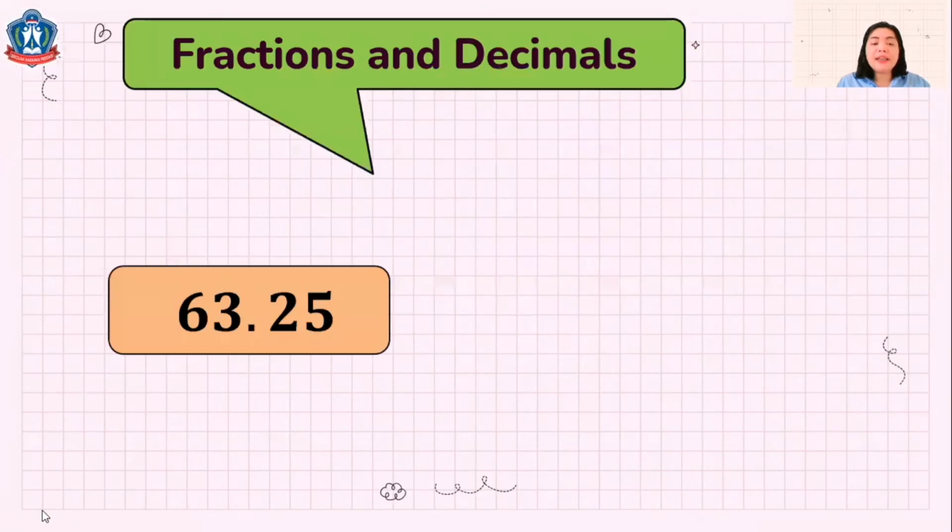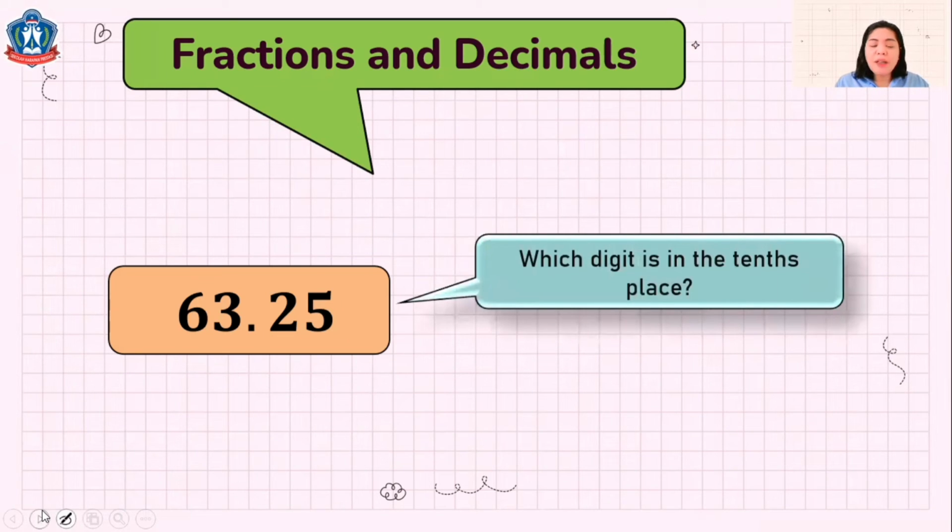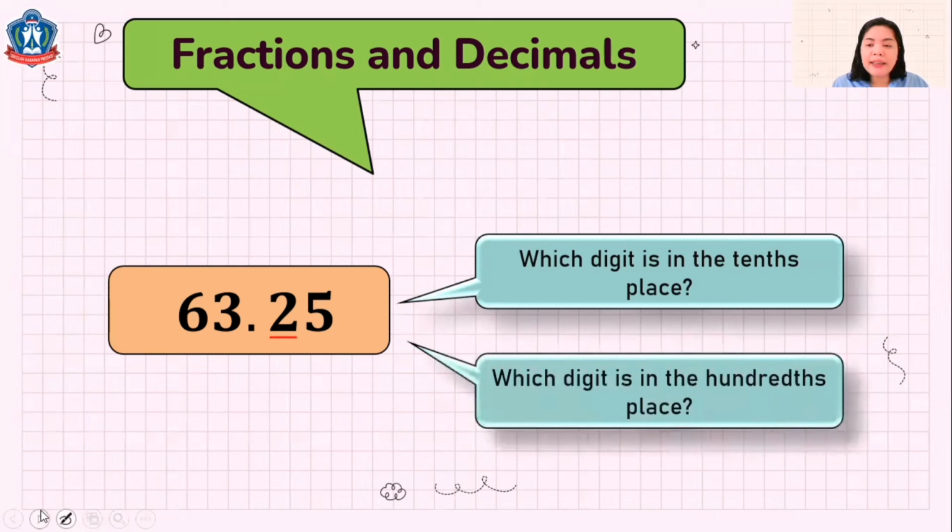Okay, next, let's go to fractions and decimals. Let's review this one, children. Which digit is in the tens place? So we have 63.25. Which digit is in the tens place? Yes, it's the number 2. How about the digit in the hundreds place? Yes, it's the number 5. Okay, so don't forget about the tens and the hundreds place.